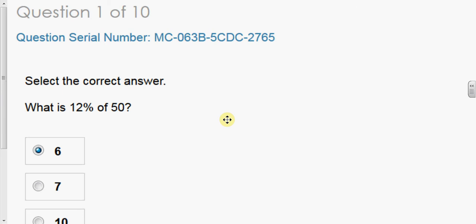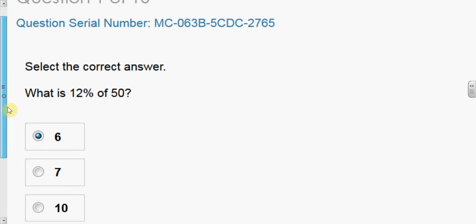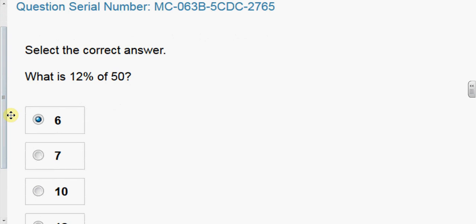Select the correct answer. What is 12% of 50? When you convert, if you have a percent, you convert that percent to a decimal. You move the decimal place over 2 places to the left. So if we have 12%, that becomes 0.12 in decimal form.